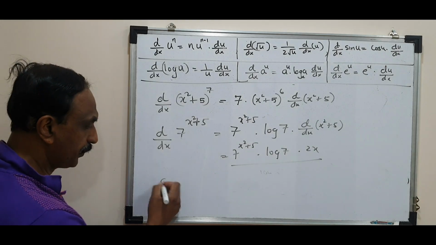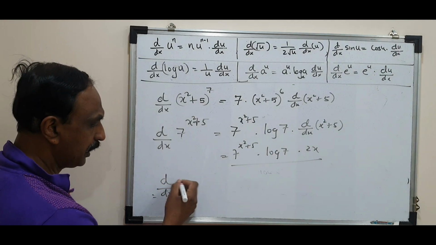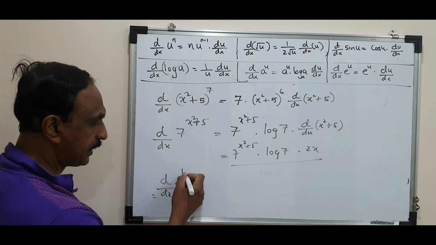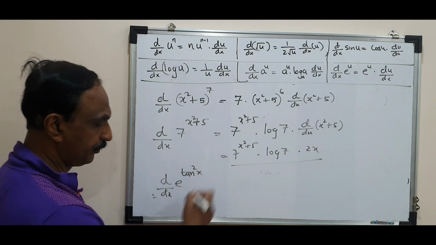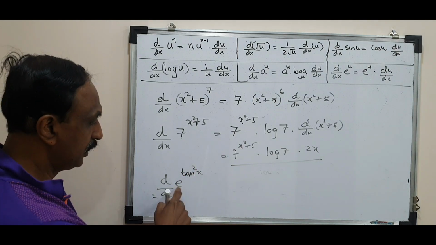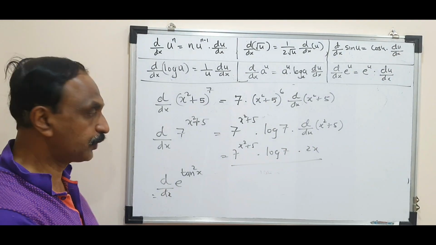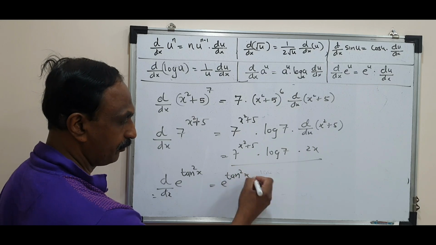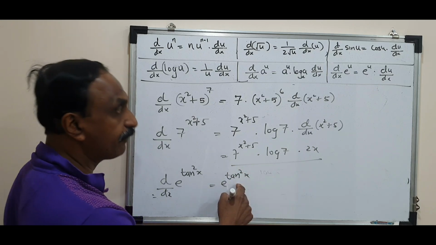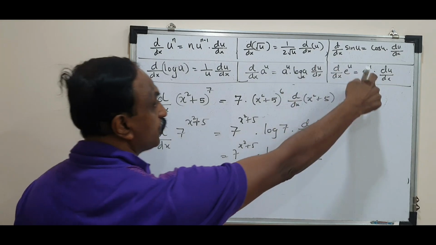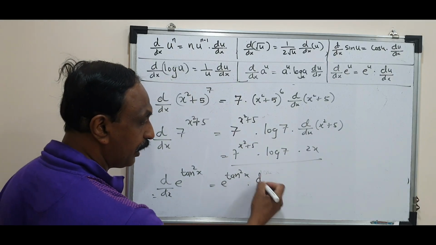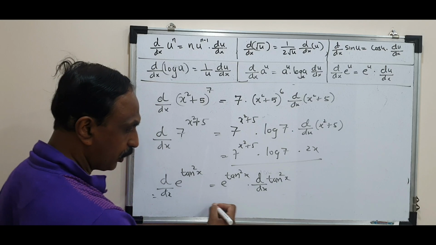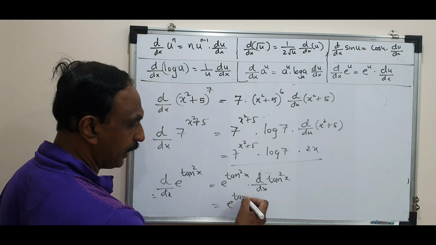Now one more I'll do. Derivative of e raised to tan square x. The derivative of e raised to x is e raised to x only. So your answer will be e raised to tan square x into, no need of log e. Log e is 1, so we don't have to write log e, into d by dx of tan square x. So what will be your answer? E raised to tan square x.